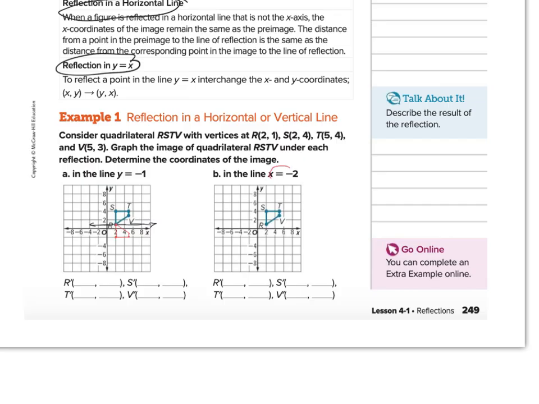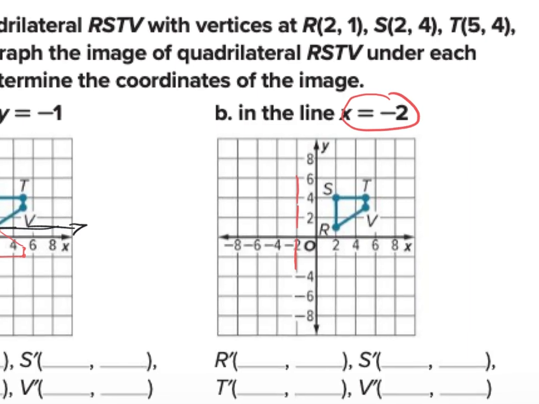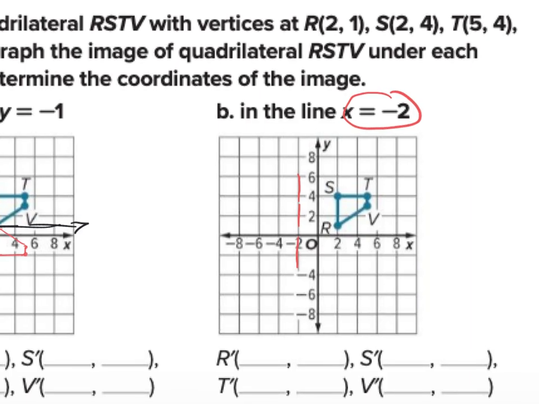And the same thing with reflecting over x equals negative 2, that is right here. So just thinking about how far away we are. We are away 1, 2. So I go 1, 2. So S prime should be right there. That should be S prime. We come over here. Should be T prime. Come down here. Should be V prime. R prime. There you go. Reflecting over that line.